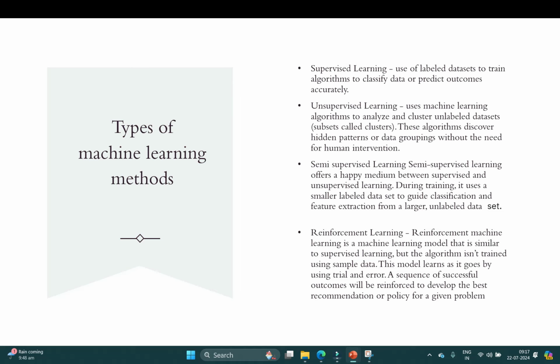So it is learning on its own by trial and error. A sequence of successful outcomes will reinforce and develop the best recommendation. So it is learning on the go, and the more accuracy it gets, or the more correct predictions it makes, it keeps on learning. So it's a reinforcement learning type of machine learning.